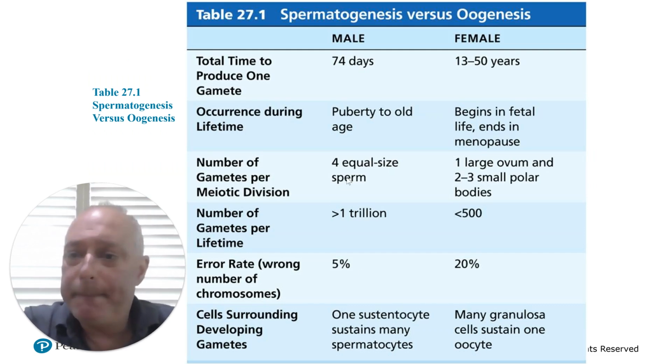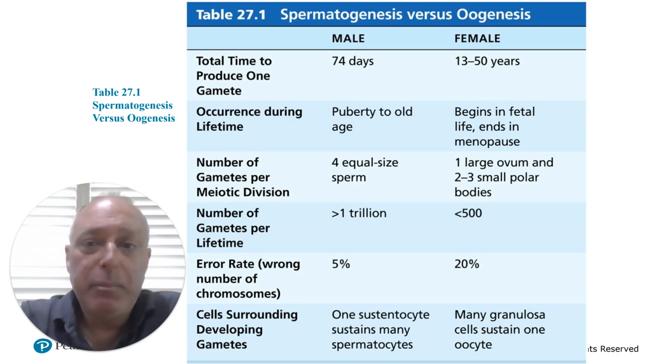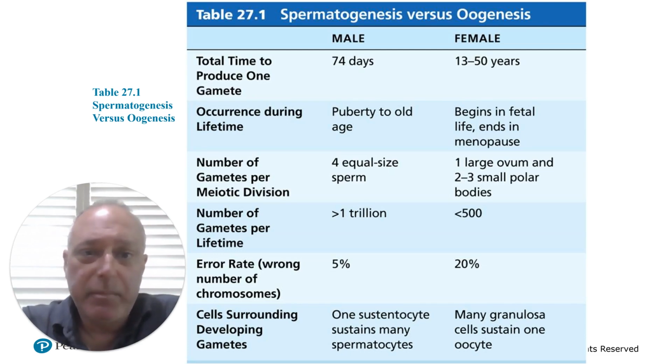So if we look at male versus female side by side, the total time to produce 1 gamete, males is about 74 days. That's just how long it takes to go from a spermatogenic cell into the primary spermatid. For the female, it takes anywhere between 13 and 50 years to get the product of that meiosis, and 50 years would be about when menopause starts.